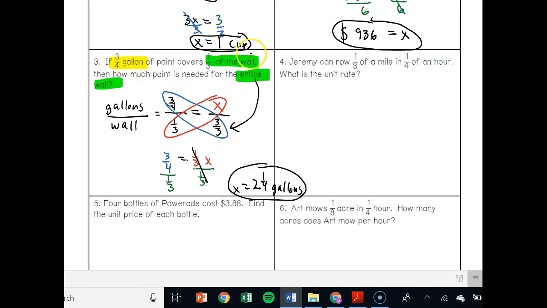You've got gallons per wall, an entire wall. That's 3/3 of a wall, right? One whole wall. And then you're just cross-multiplying like we've been doing, and then dividing. 3/4 divided by 1/3 is really, flip that, it's 3/4 times 3/1, which is 9/4, which is, as we know, 2 1/4, right?